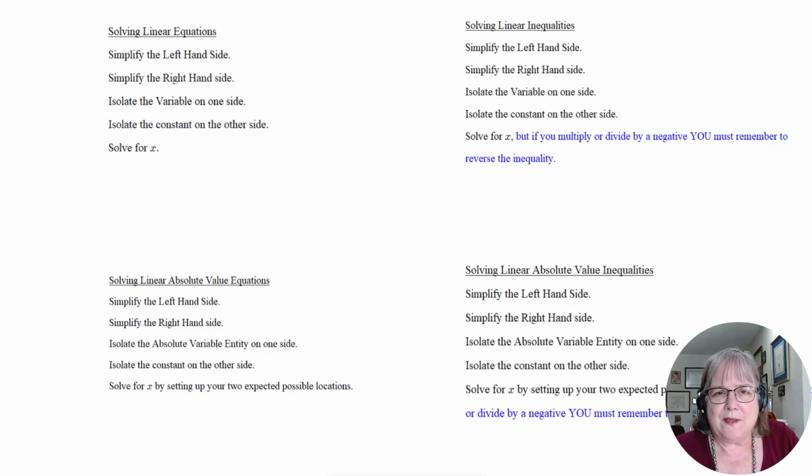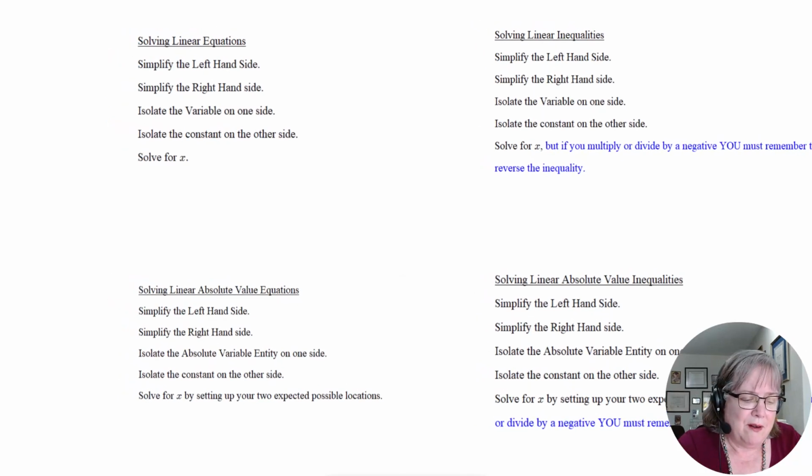Now, next to that, we said, okay, how is that different from solving a linear inequality? Same thing. Simplify the left, simplify the right, isolate the variable on one side, get the constant on the other side. But in this case, you had an extra line where if you multiply or divide by a negative, you have to reverse the inequality. So we started off with this list right here, and we've changed it just a little bit to get that list.